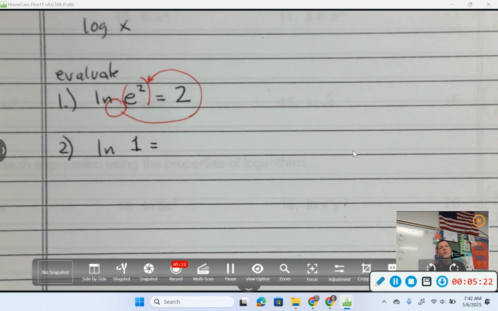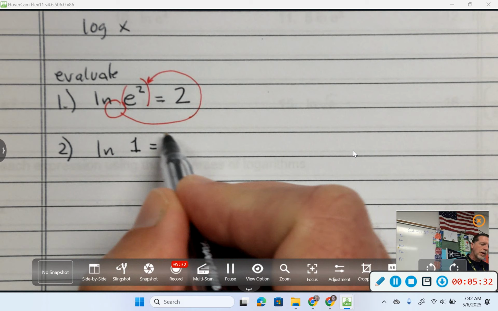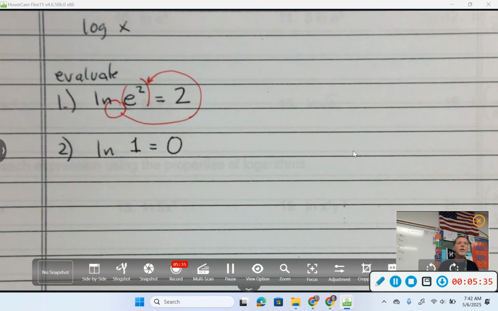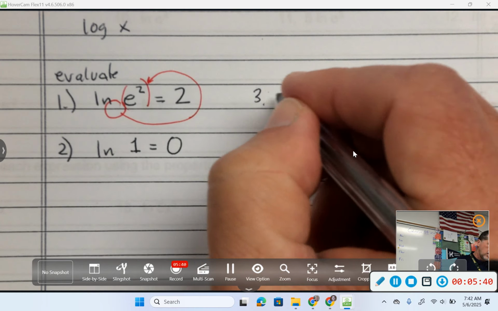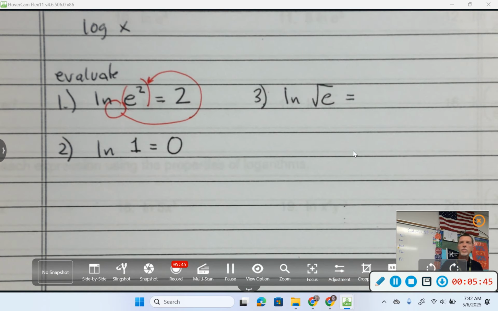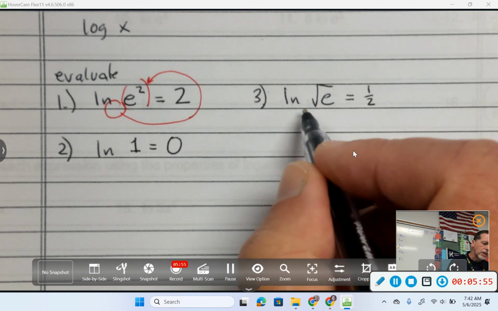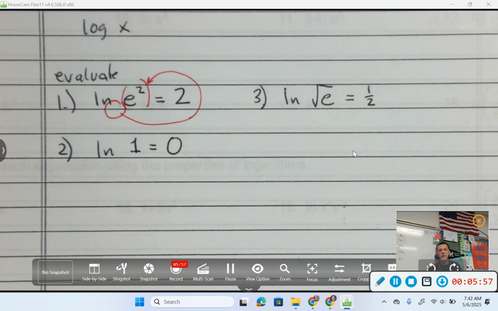How about natural log of 1? 0. I'm not drawing the fishhook, but mentally I'm thinking about the fishhook. What natural log of 1 means is e to some power equals 1. Well, that's got to be 0. E to the 0 is 1. Natural log of the square root of e. Again, the fishhook, e to what power is the square root? Well, square root's the same thing as 1/2, so e to the 1/2 equals e to the 1/2.